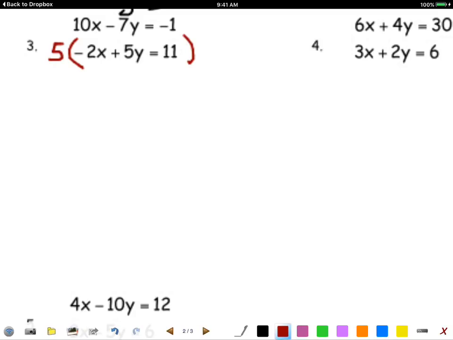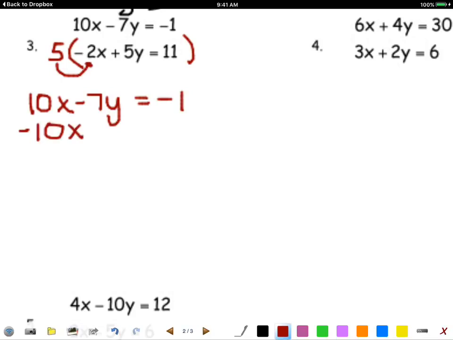Okay? Now, I don't have a lot of room out there to the side, so what I'm going to do is I'm just going to copy down this top equation. The equations don't have to be in order, by the way. You could put the second one first. It doesn't matter. What's 5 times negative 2x? Negative 10x. I just copied down the first equation. And then now I'm distributing. 5 times 5y, 25y. And 5 times 11.